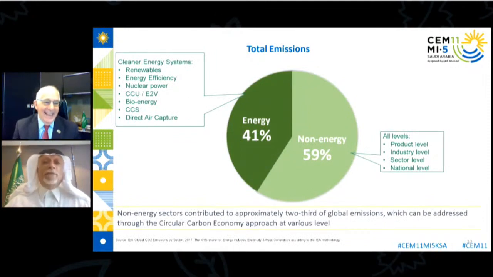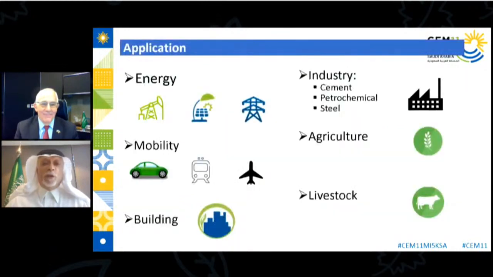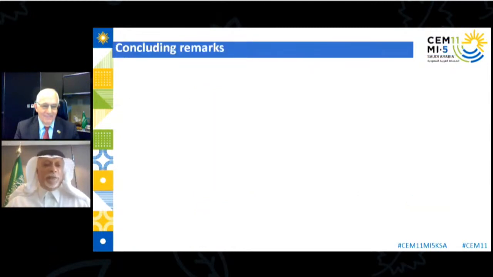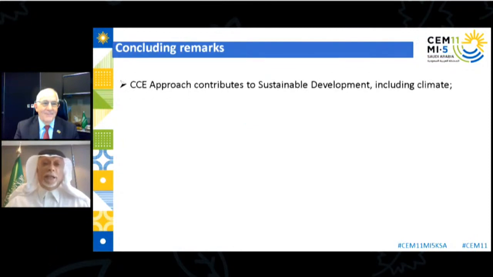Okay. Here you have the different aspects. On energy, you have about 41%, but we need to also address the 59% of emissions as we go along. These are the applications: energy, mobility, building, industry, agriculture, livestock. And last but not least, if I may just share with you my thoughts here, I'm almost concluding.